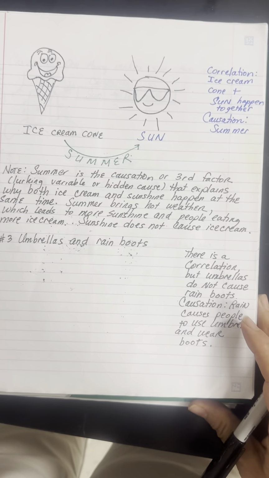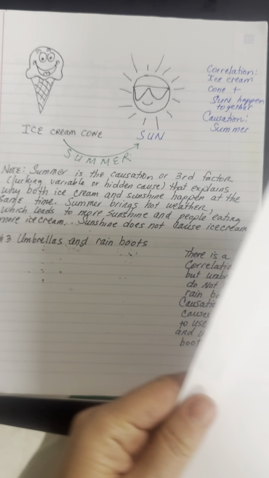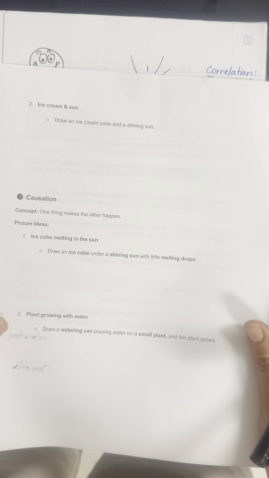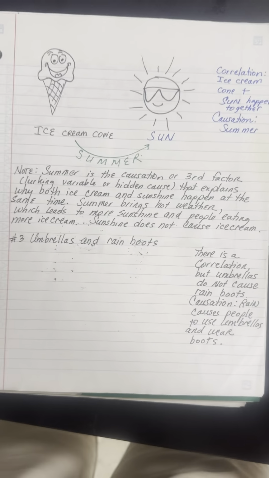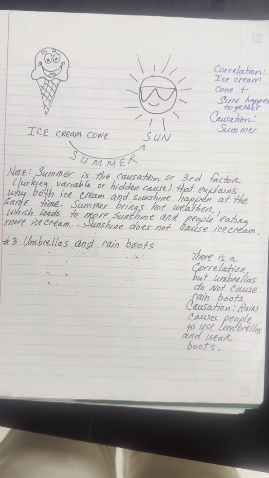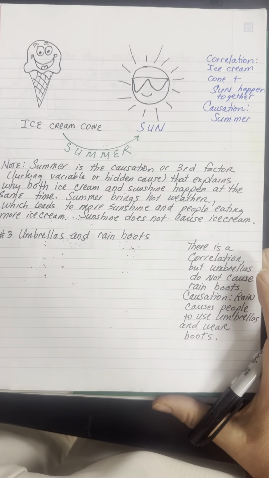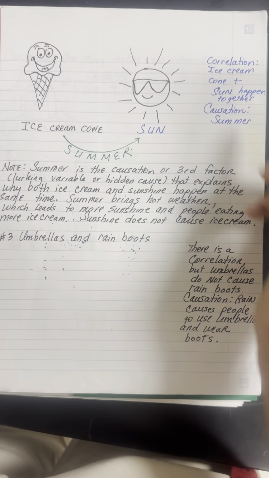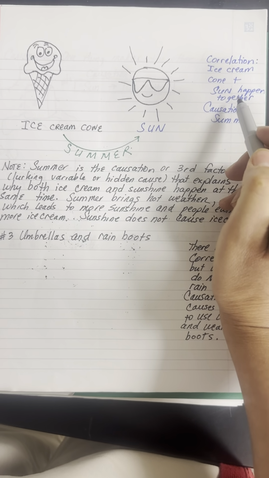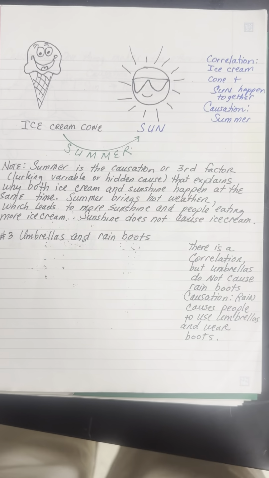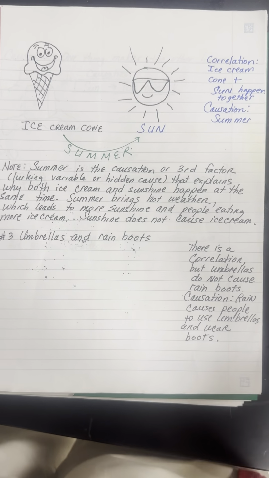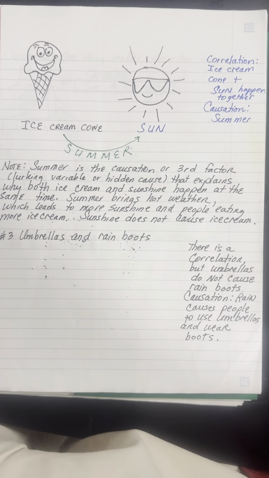All right, now we have another scenario. You can turn the page. You have to draw an ice cream cone and a shining sun, and you're going to make this correlation. Ice cream cones plus suns happen together, just the ice cream cone and the sun happen together.